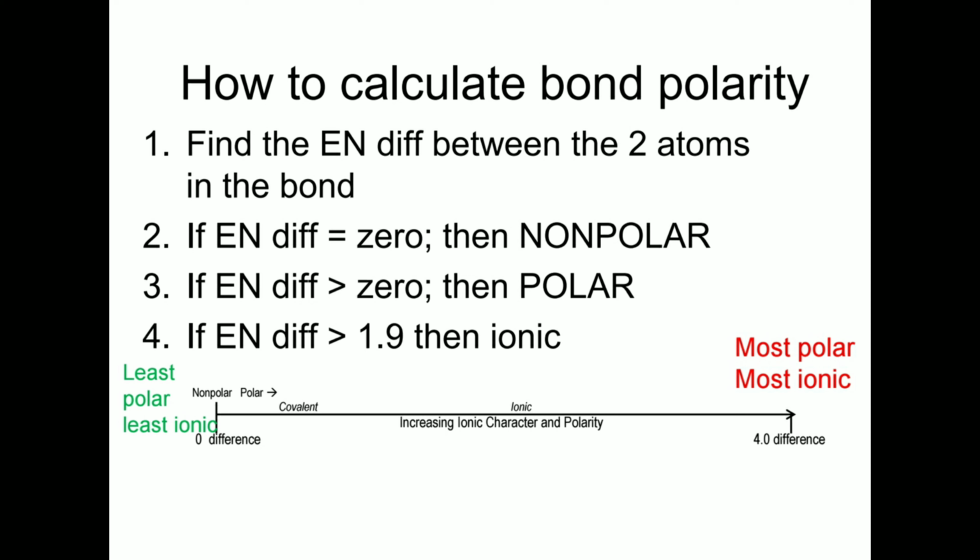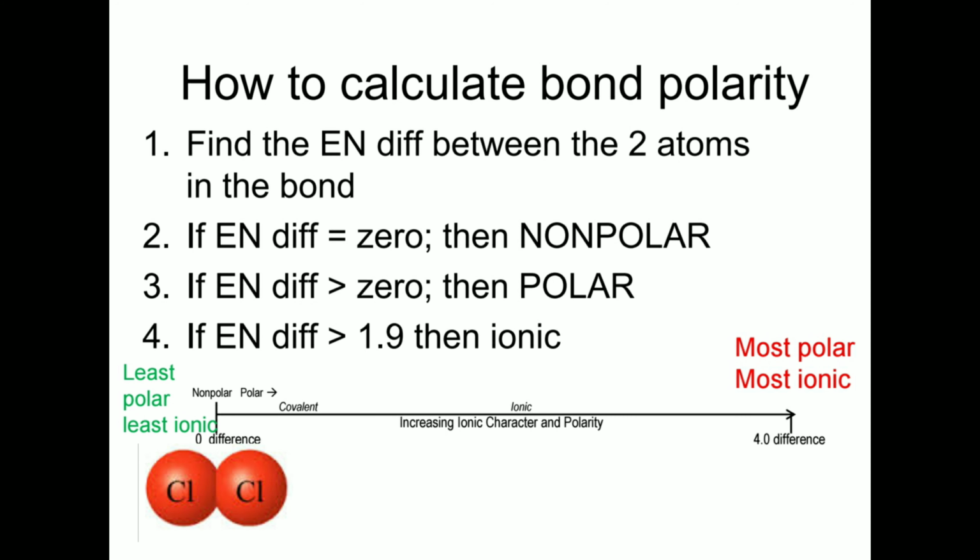So in order to calculate bond polarity, we are going to have to use reference table S. We will have to find the electronegativity between two atoms in a bond and subtract them. If there is no electronegativity difference, there will be a nonpolar bond. So let's look at a compound of hydrogen. These two identical atoms have the same electronegativity, so they have no difference. You cannot tell the difference between the atoms on the left or the atoms on the right.